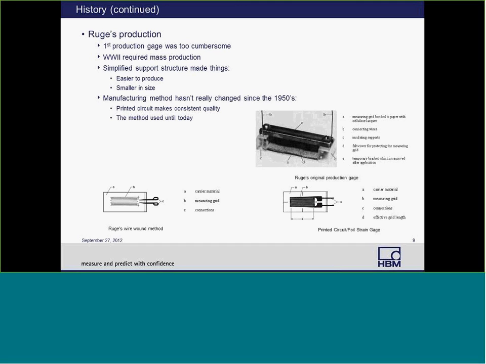If you look at the image on the upper right-hand corner, that's the original strain gauge, and it had to be secured to the test article. The image on the lower left-hand corner is Ruge's wire wound method, and you can see that it's very close to the printed circuit or foil strain gauge that we use today.